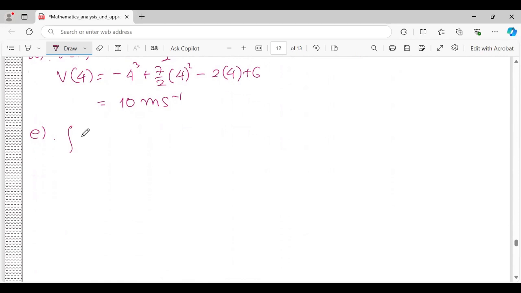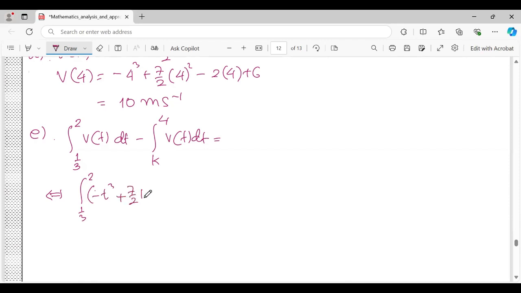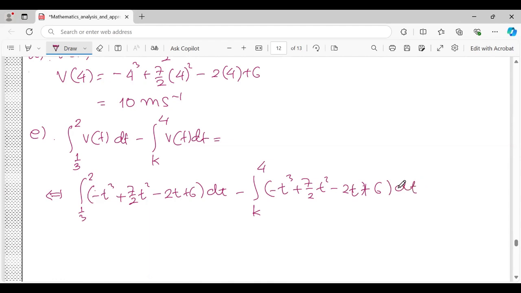So we are going to find the expression through the integral. The integral from 1/3 to 2 of v(t) dt minus the integral from k to 4 of v(t) dt. The integral from 1/3 to 2 is of minus t cubed plus 7/2 t squared minus 2t plus 6 dt, minus the integral from k to 4 of minus t cubed plus 7/2 t squared minus 2t plus 6 dt.